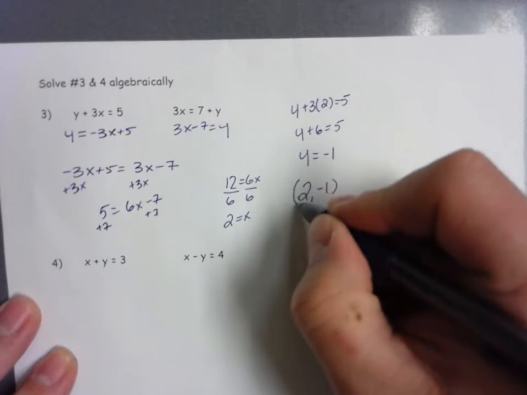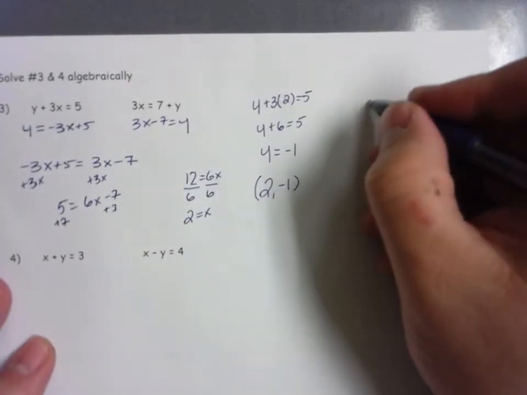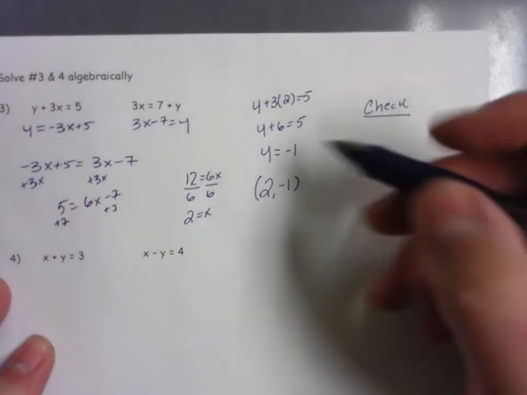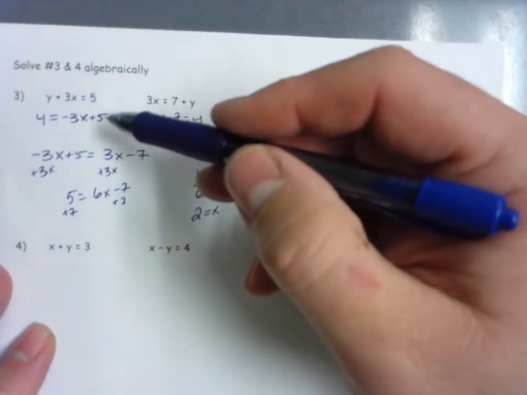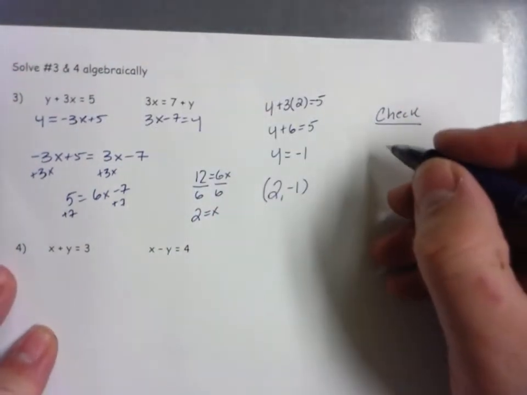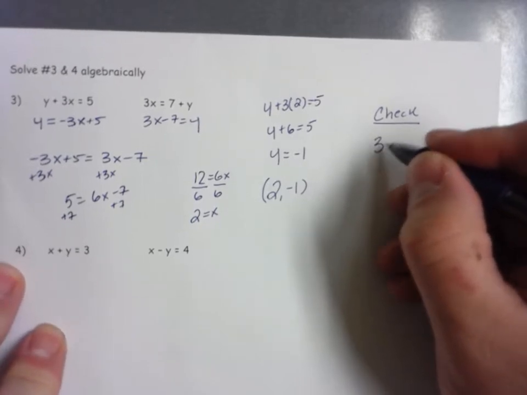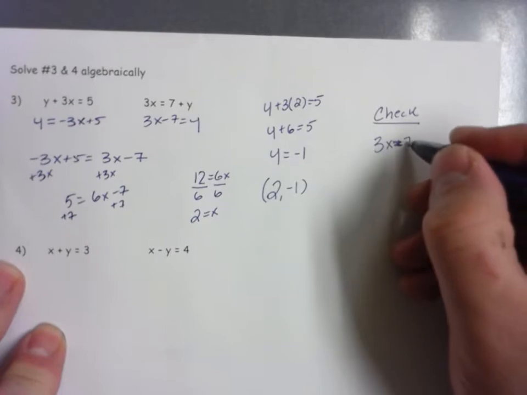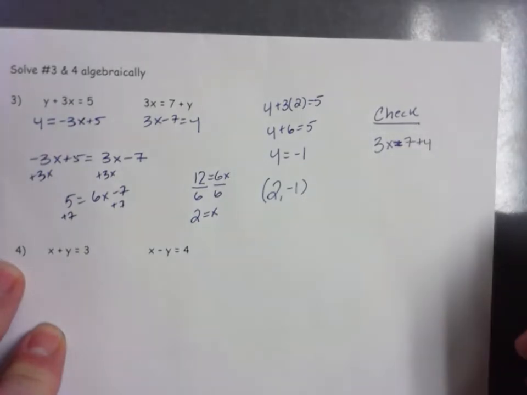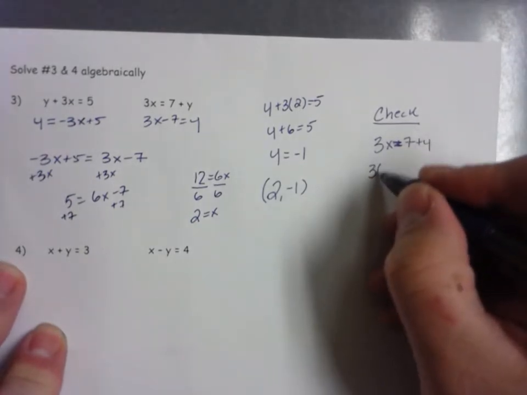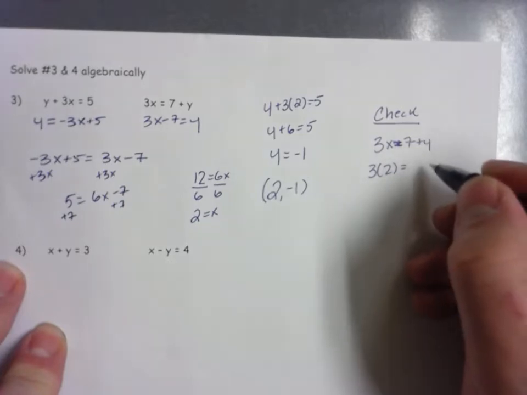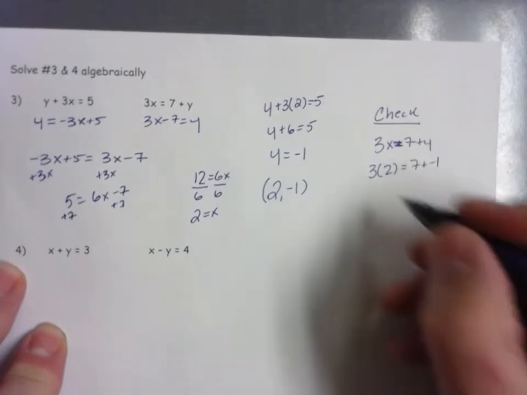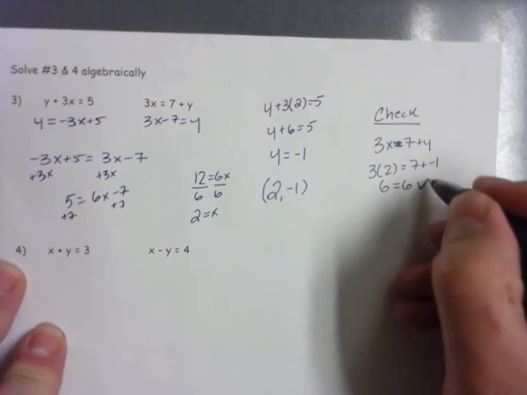Now let's check that in the other equation. Now I used 3x plus y equals 5, so let's now use 3x equals 7 plus y. So 3 times 2 equals 7 plus negative 1. 6 equals 6. It works.